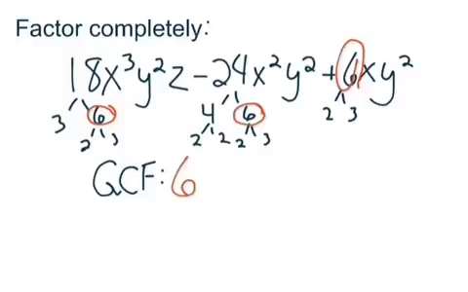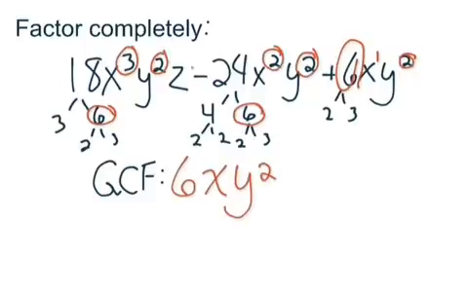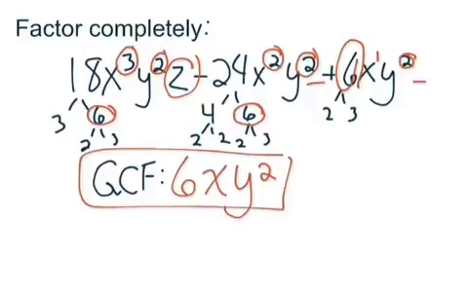For our numbers, let's look at our variables. I've got 3, 2, and only 1x there, so we can only include 1x. I've got 2y's, 2y's, and 2y's. Okay, great, so we can do 2y's. I've got 1z, but nothing else to match it, so we can't include any z's. Okay, so there's our greatest common factor.